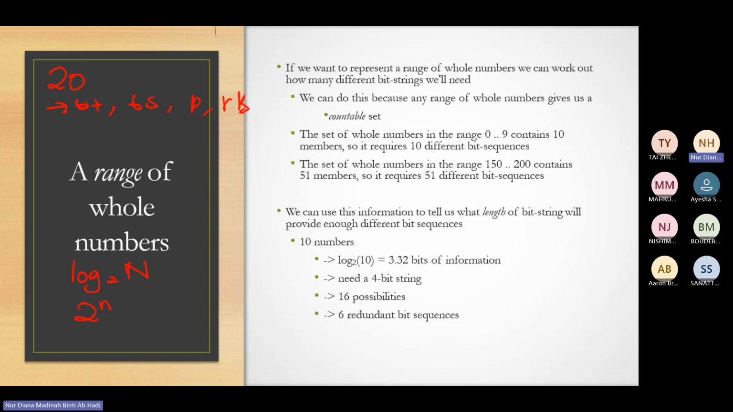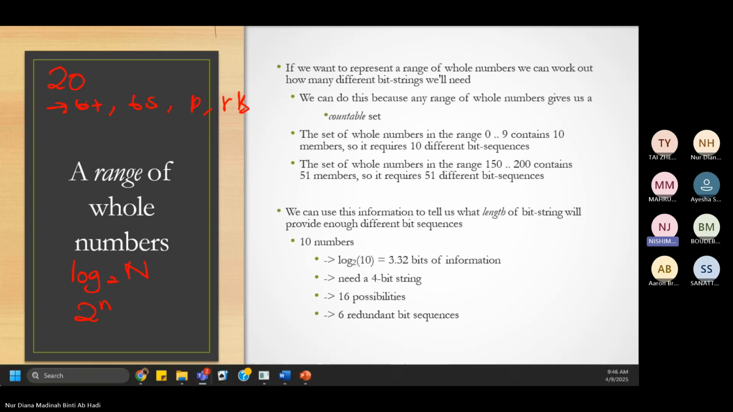Are you guys done? Okay, Nishimura, can you tell me what would be the value? The value would be log base 2 of 20. So it will be 4.321. And if you round it up to three significant figures, it will be 4.32.